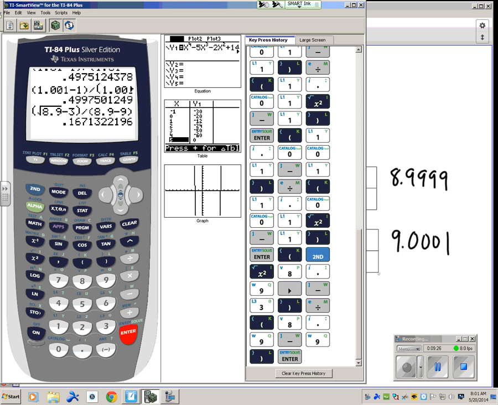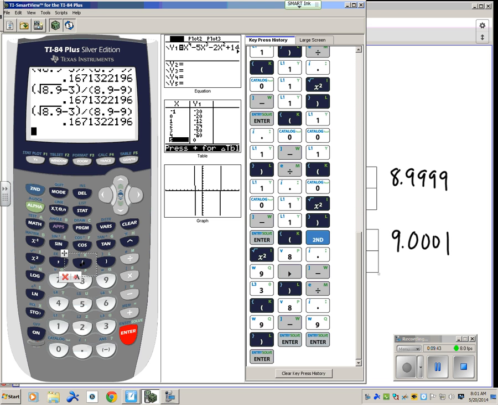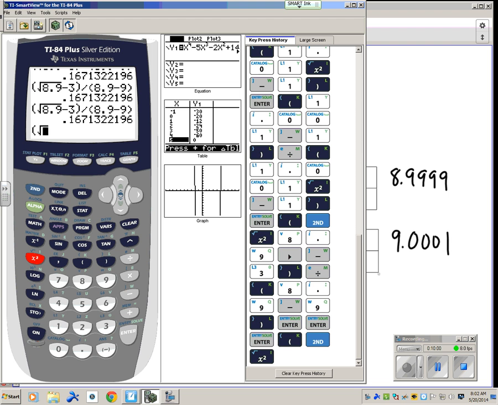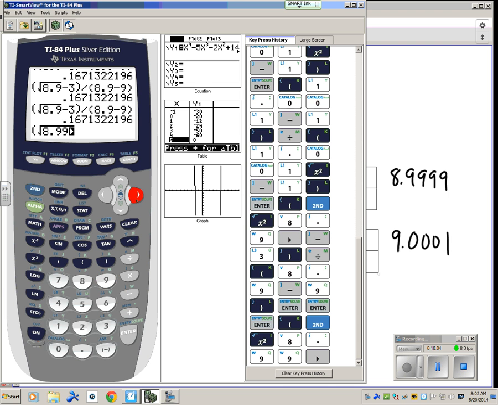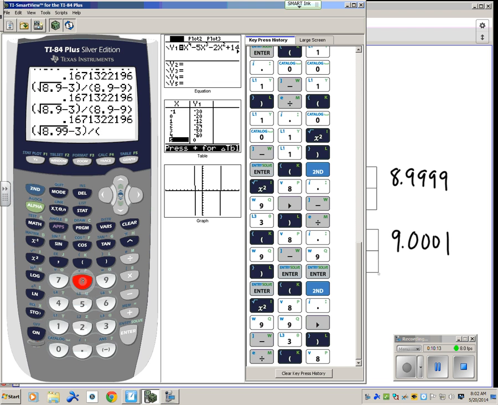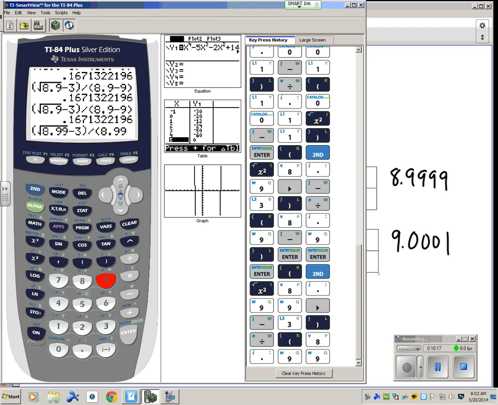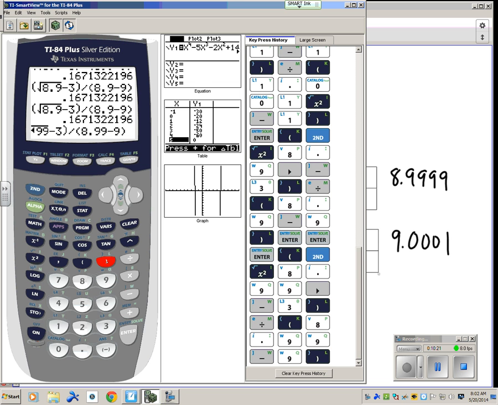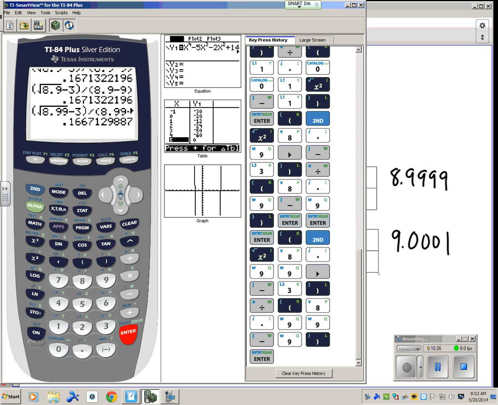Try another one. 8.99, so parentheses. All right, so we've got square root again of 8.99, minus 3, divided by 8.99 minus 9. Equals 0.16671.